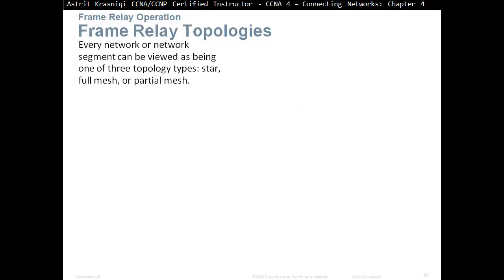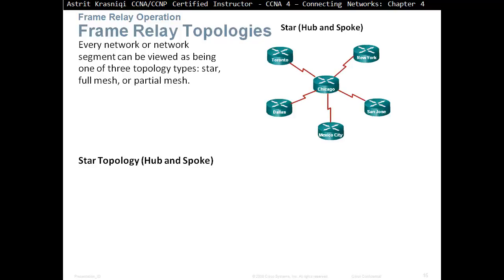Frame relay topologies. Every network or network segment can be viewed as being one of 3 topology types in frame relay. We have star, full mesh, or partial mesh. Star is when you have, for example, headquarters connecting with the branch offices. Another name for the star type of network topology is hub and spoke, the hub being Chicago here, and the spokes are other cities.